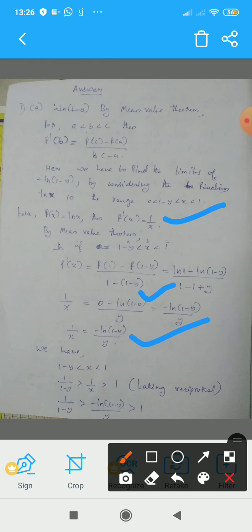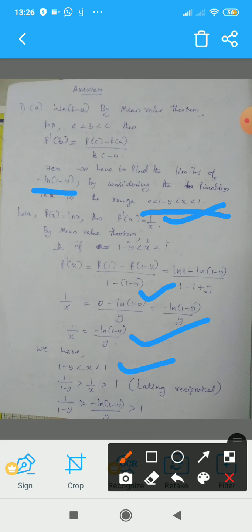Now, again we look at this range. Okay, what was that range? 1 minus y less than x less than 1. Then what is my ultimate aim? I have to find out the bounds. That means I have to find out the lower bound and upper bound of the function minus log 1 minus y. So in order to find out that bounds, I took this range. What was that range? 1 minus y less than x less than 1.